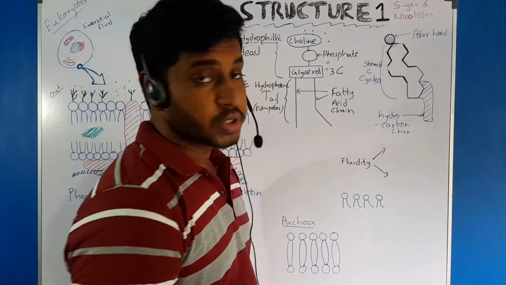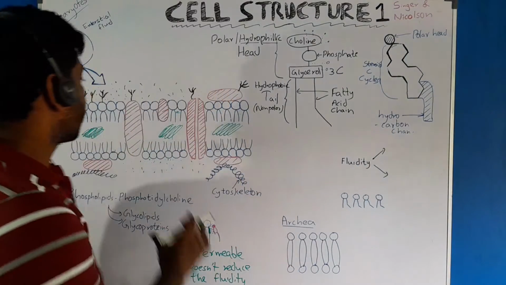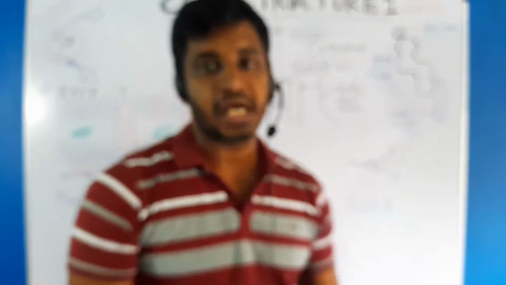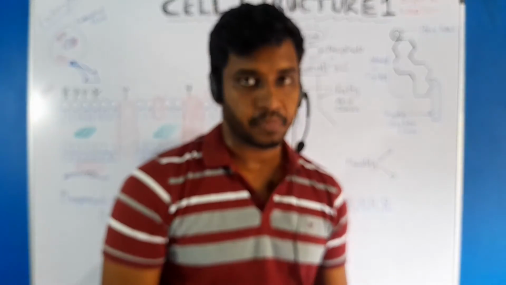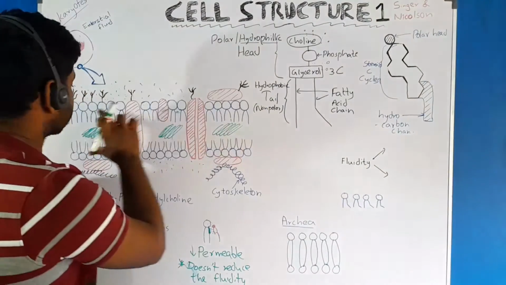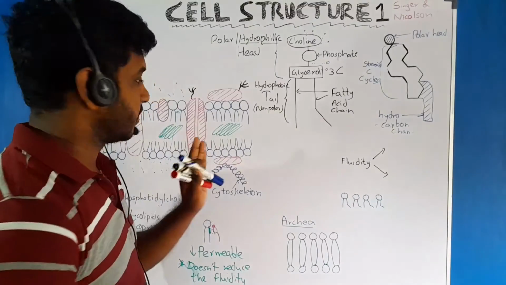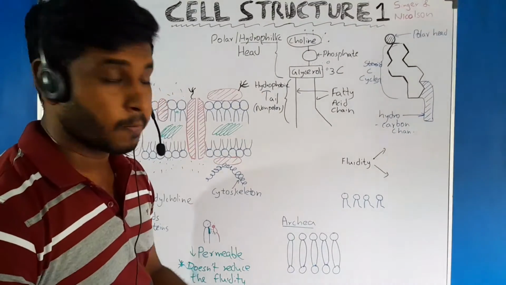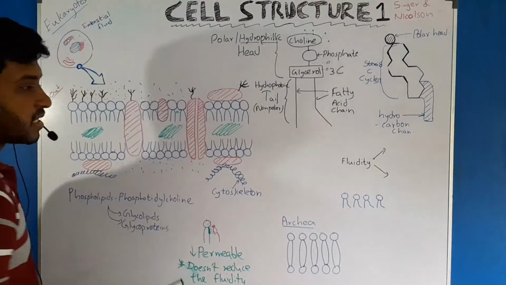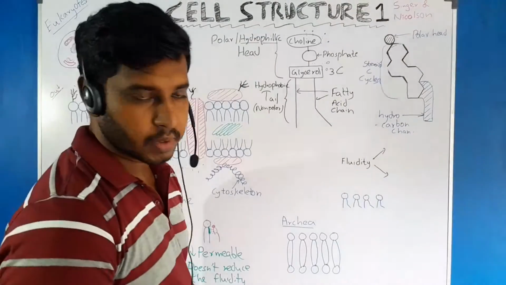Now we come to the fluidity of the plasma membrane. Actually, phospholipids are the molecules which give the plasma membrane its fluidity. Right? They make the plasma membrane dynamic, movable. They help the plasma membrane to act as a fluid. Okay. What are the factors that affect the fluidity of the plasma membrane?